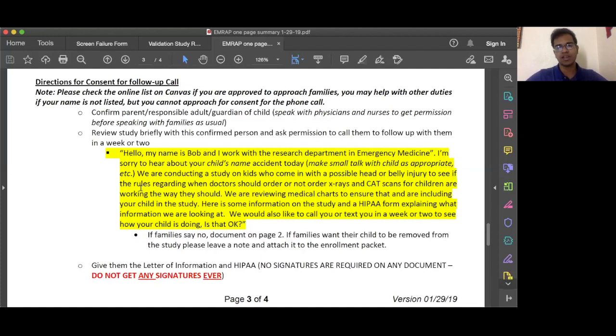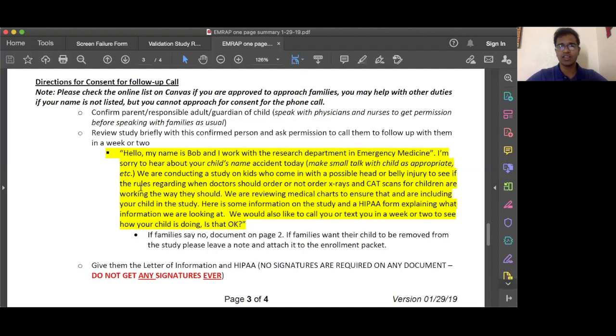And then we go ahead and talk about the study itself. So you would proceed by saying, we want to talk to you about an active study we're conducting. It's a study on kids who come in with possible head or belly injury to see if the rules regarding when doctors should or should not order CT scans for children are working the way they are supposed to.